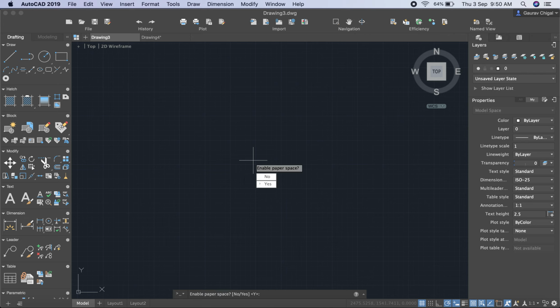Then the software asks you whether you want to enable paper space or not. You have to type N on your keyboard and then enter. Then it asks you about the units type. Since we are working in the metric system, we have to select metric units. So just click M on your keyboard and then enter.